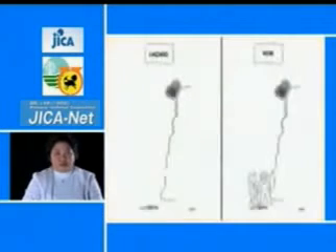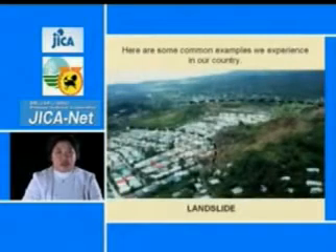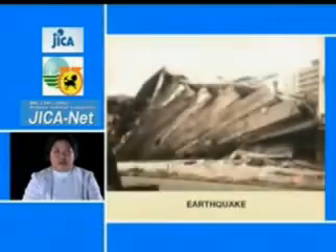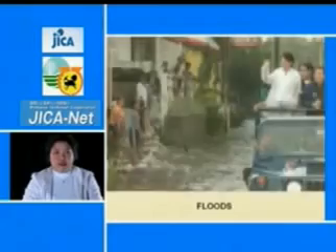Here's a cartoon example differentiating a hazard from a risk. Take note of the first photo where a rock will fall, defining hazard, while on the other picture, a rock will fall that can harm the couple passing by, thus defining risk. Here are some common examples we experience in our country, such as the Cherry Hills landslide, the earthquake in Baguio Park Hotel in 1990, and common floods in the Malabon area.